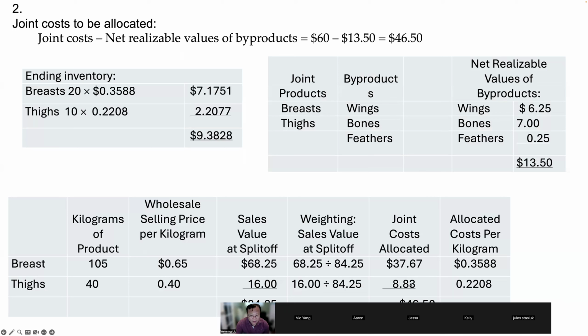And then you realize that for breast is the amount of cost assigned is 37.67 divided by 105. So it's 0.3588 cost per kilogram. Okay. And for thighs, that's the 0.2208 per kilogram. Now on the ending inventory, I have breast 20, thighs 10. So then I calculated my ending inventory is $9.38.